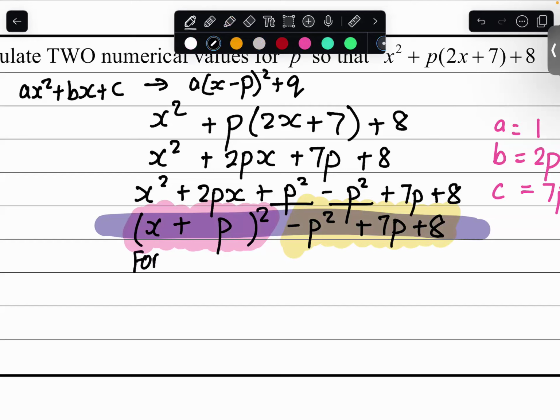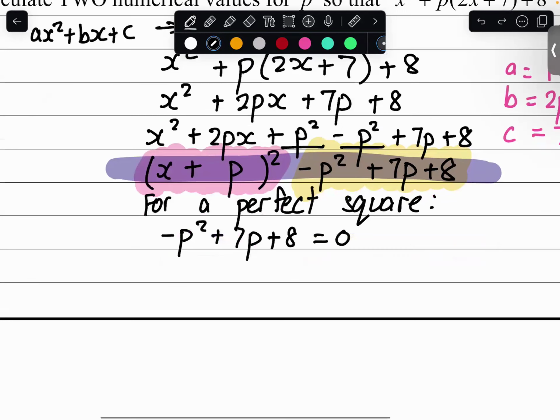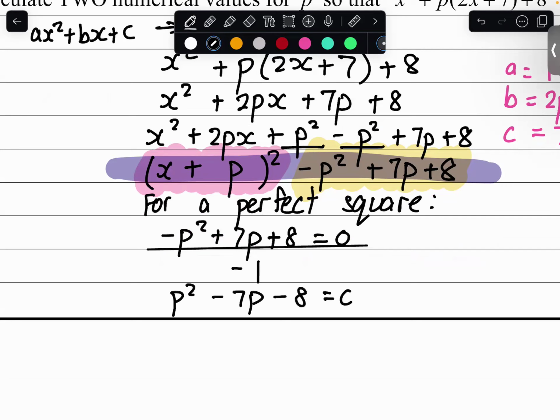So you say for a perfect square, minus p² plus 7p plus 8 must be equal to 0. This part must not exist for this equation to be a perfect square, meaning I just want something raised to the power 2, which is just this part. That means I don't want this part to exist, right? So at this point, I have a trinomial. I'm going to factorize it. But before I do, I'm going to divide right through by minus 1. That's p² - 7p - 8 = 0.